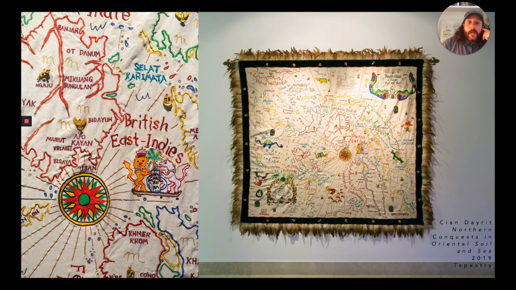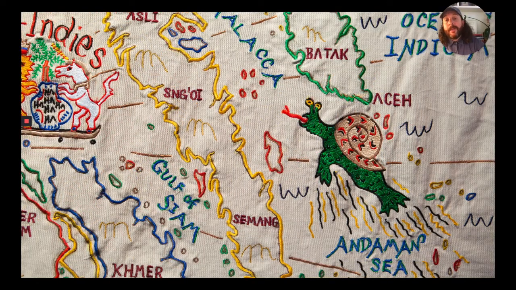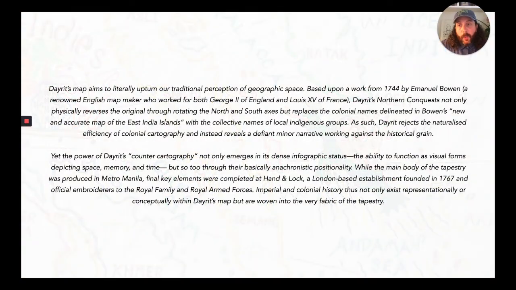Equally, this is a work by the artist Cian Dairit that I work with in my project in the Philippines, an artist based in Manila, called Northern Conquests in Oriental Soil and Sea. So this is a tapestry that he produced both in Manila and London for an exhibition held here in London last year, which I curated. Okay, so what's important about this map?